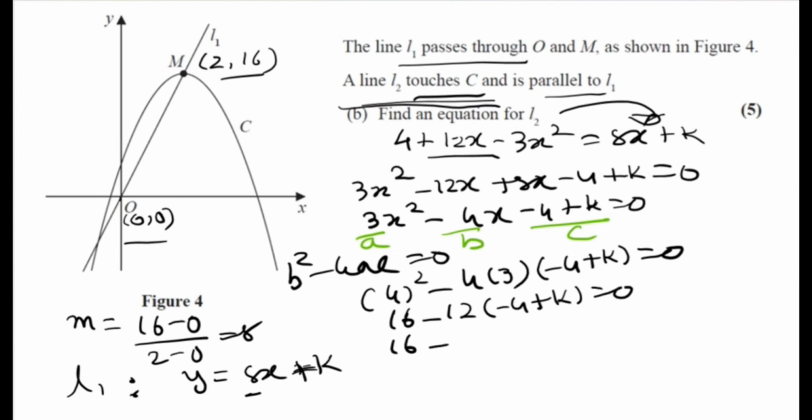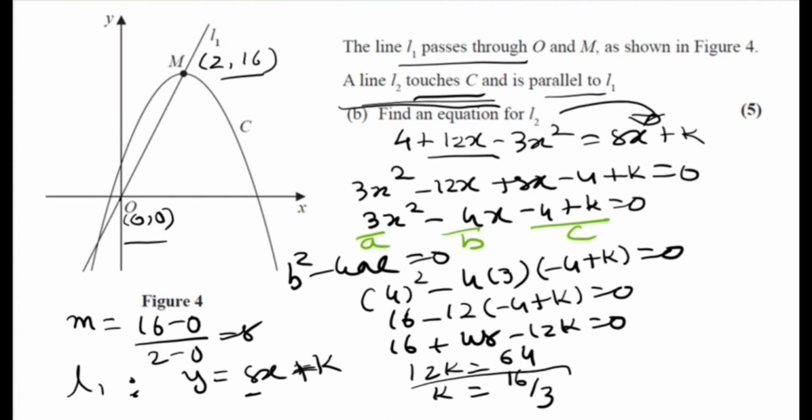So 16 minus 12 times minus 4, which gives you 48, and minus minus becomes plus, so 16 plus 48 minus 12k equals 0. When you simplify, you will get 12k is equal to 64. So k is equal to 16 over 3, which is 64 divided by 12. So I get this value of k. Now I will substitute it in my equation of line. So the equation for line L2 is y equals 8x plus 16 over 3, which is in y equals mx plus c form, right?